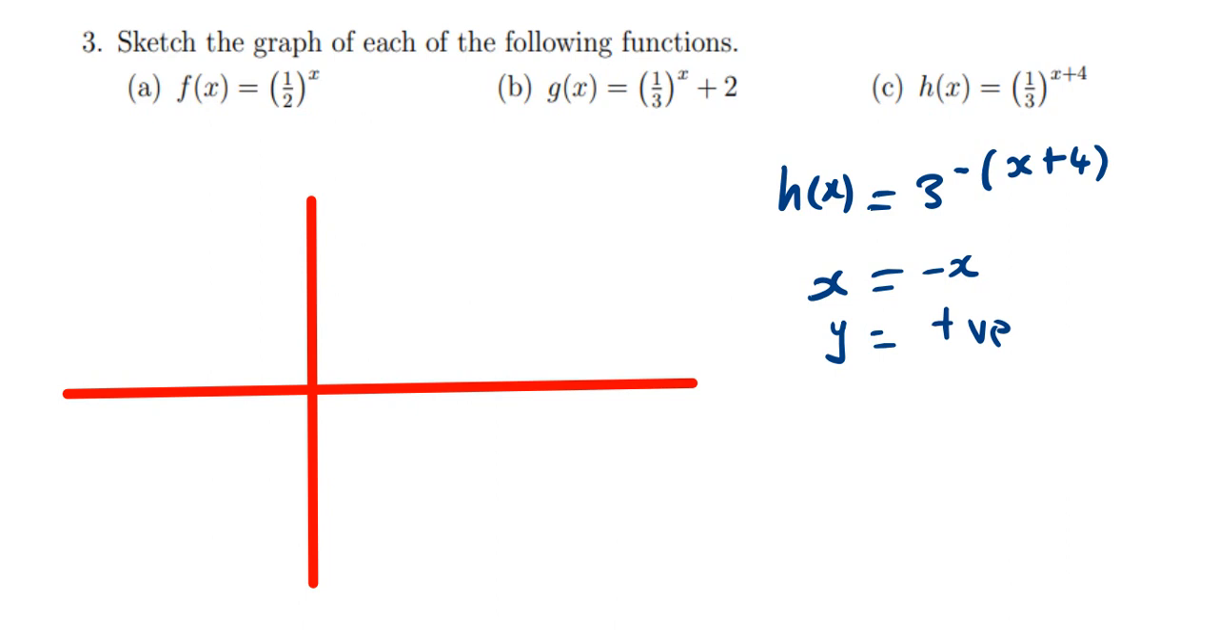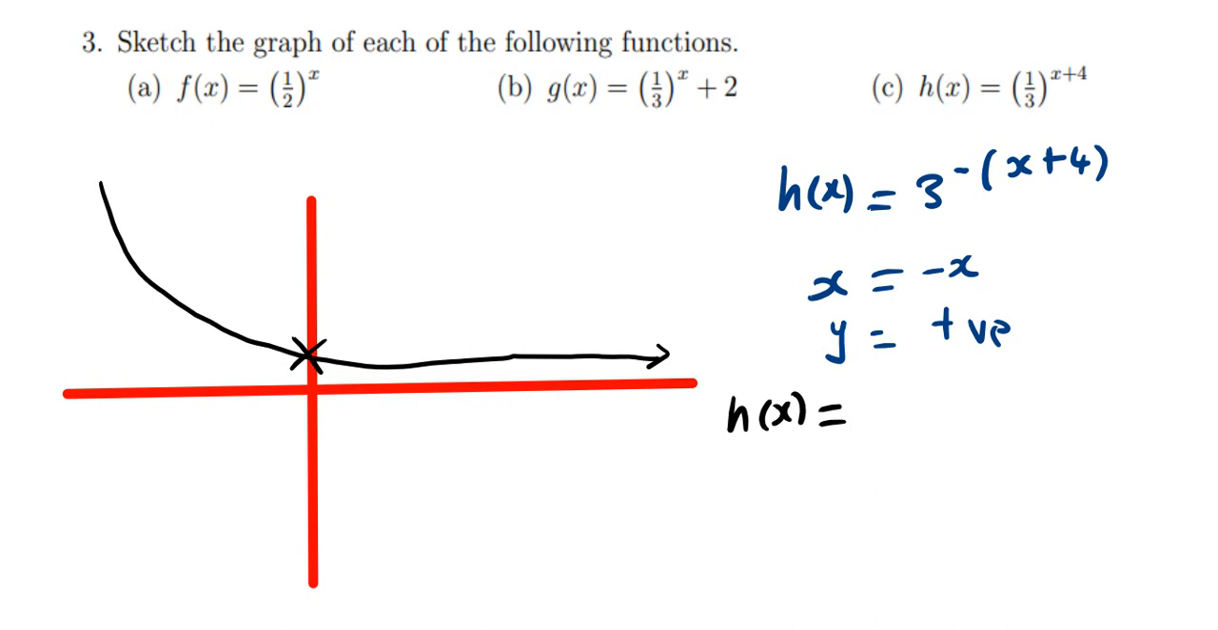No. So how are we going to move? It's going to move just the way the previous one did, in this direction, and it's going like that. Since we don't have any shift, it's going to be going in that direction. Now we've cut the y-axis at that point, so x will be 0 at that point. So you're going to have h of x equal to 1 over 3 to the power of 0 plus 4, and 0 plus 4 is just a 4.